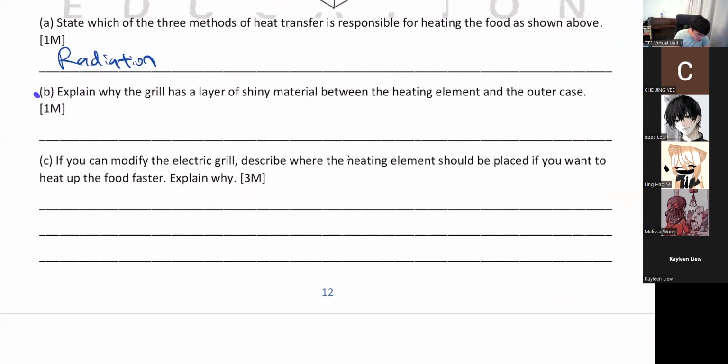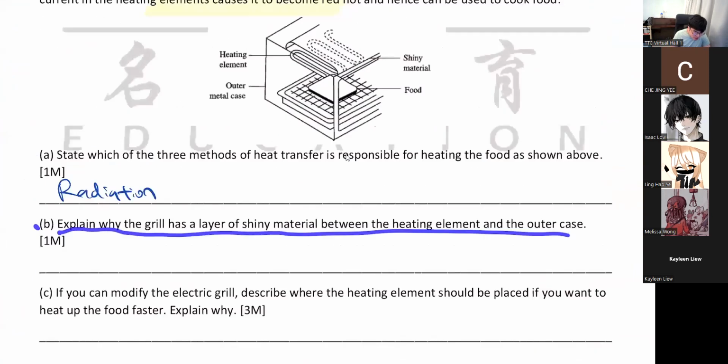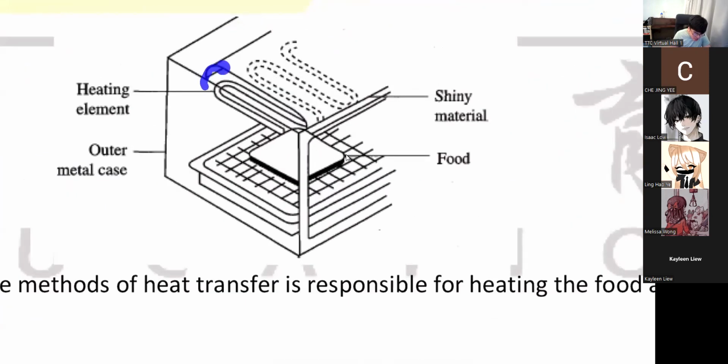Okay, right. So B, explain why the grill has a layer of shiny material between the heating element and outer case. Okay, can you see this heating element? Can you see this shiny material here? What is this for?